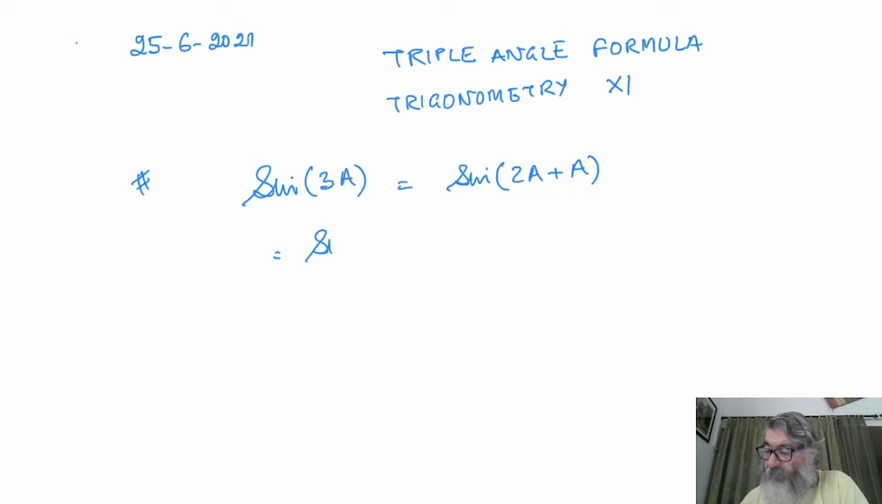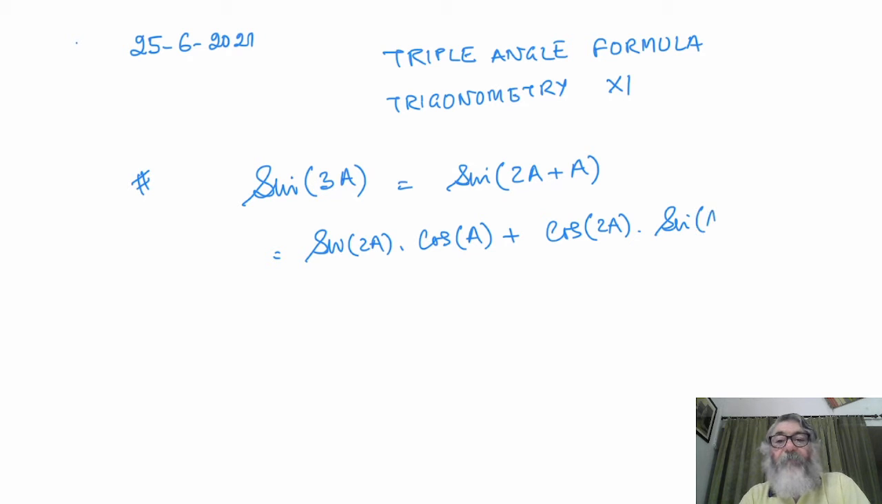Sine a cos b plus cos a sine b. Instead of a I have 2a. Instead of b I have a. So I have put in place of a and b, 2a and a.